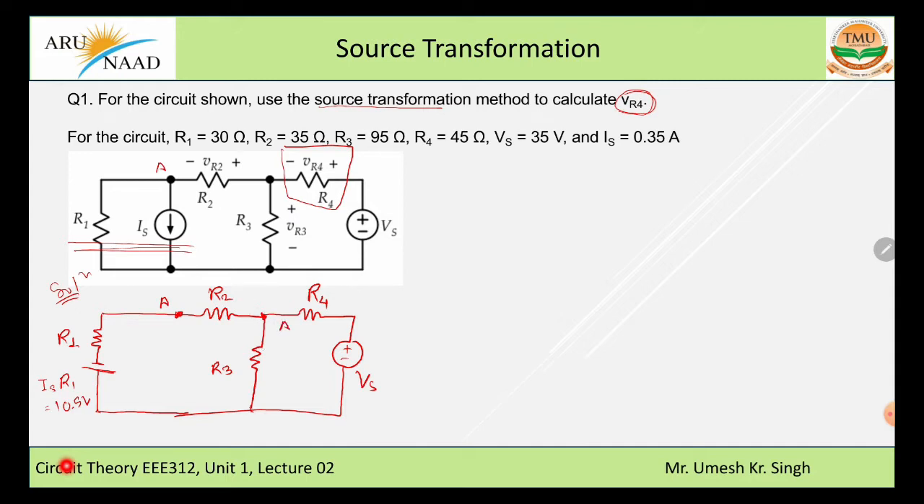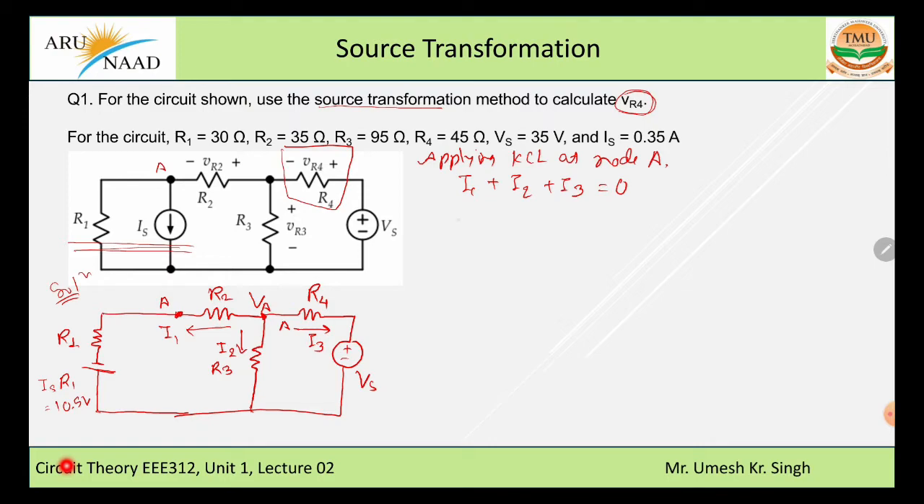So I am considering this point as A and voltage as VA, and as we learned in the previous lecture, we will mark all the currents in the forward direction and name them I1, I2, I3, or IA, IB, IC. You can name them as you want. Now applying KCL at node A, we get I1 plus I2 plus I3 is equal to 0.